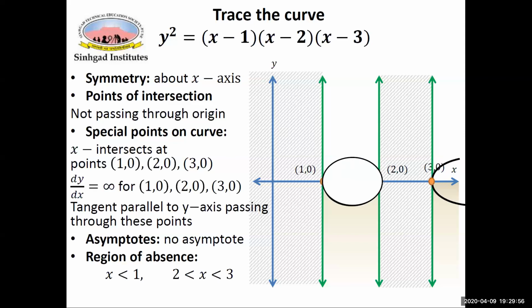What is the difference between the previous example and this example? In the previous one, there was an asymptote. Here we don't have any asymptote.